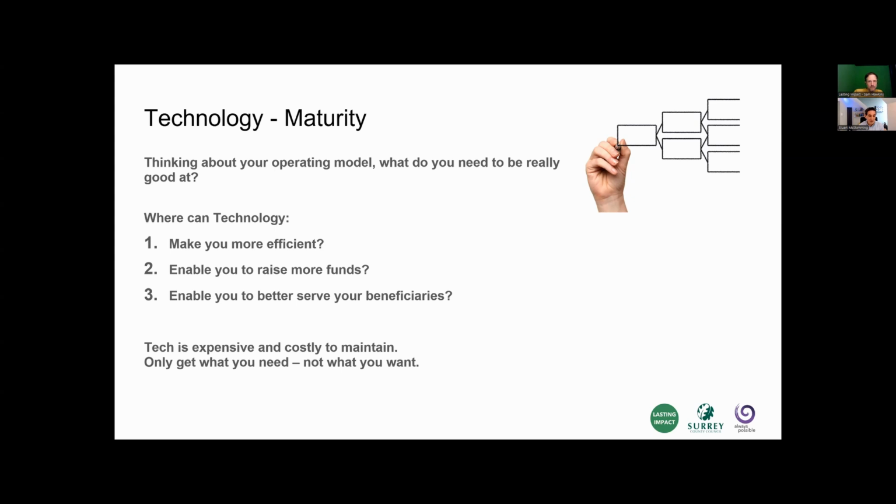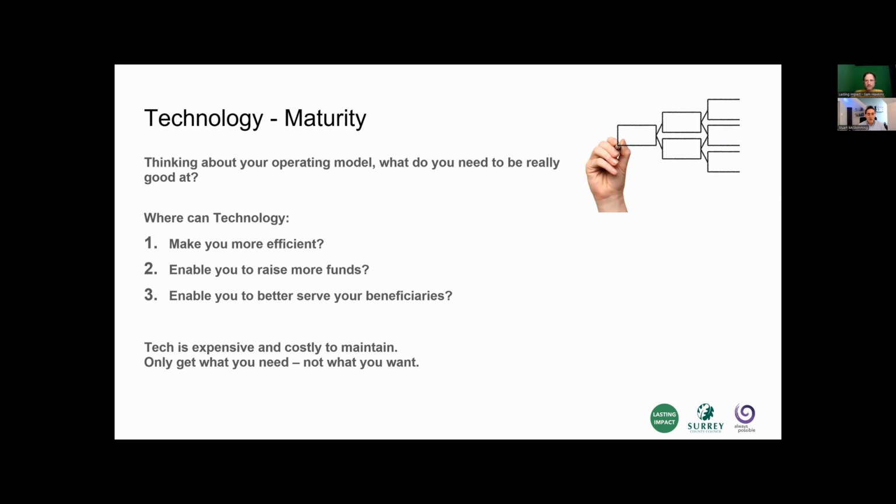Some organizations will have a need to be exceptionally advanced in this area, because it will be part of the way they do business. It will enable them to be efficient. It will enable them to be sector leading. I'm going to switch to a non-charity sector example to help bring this to life.